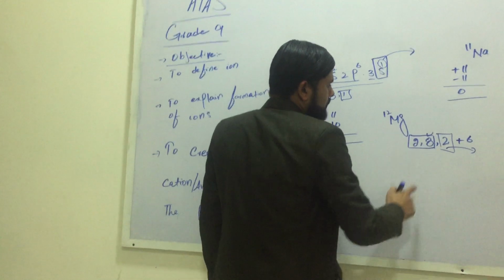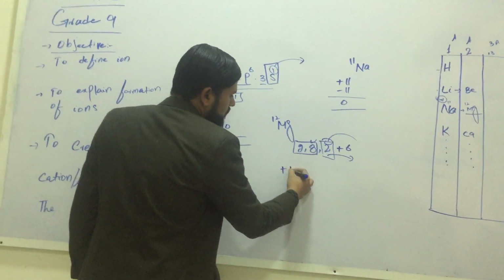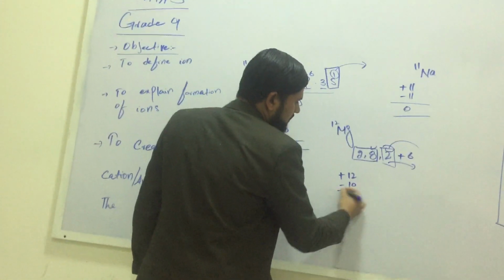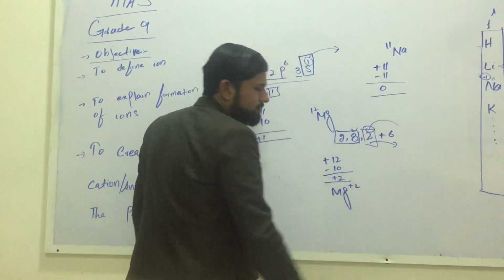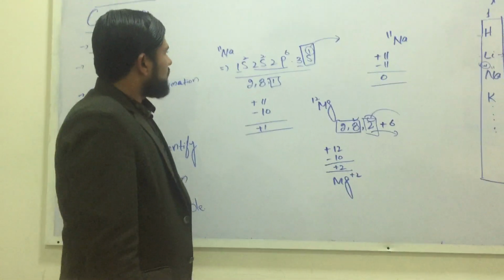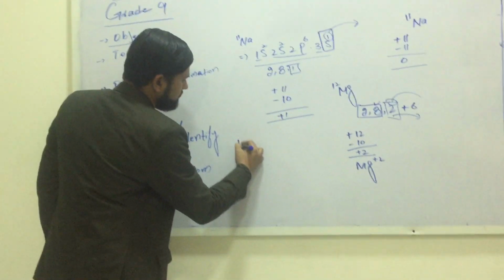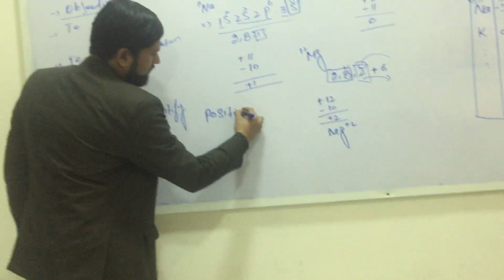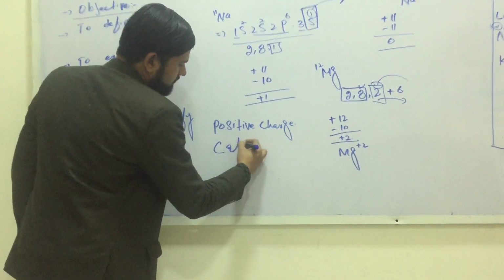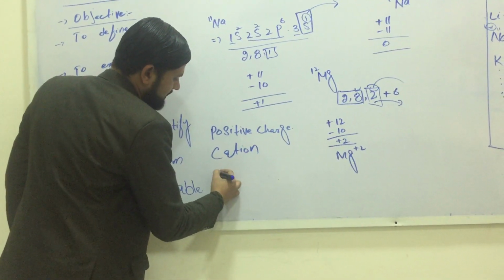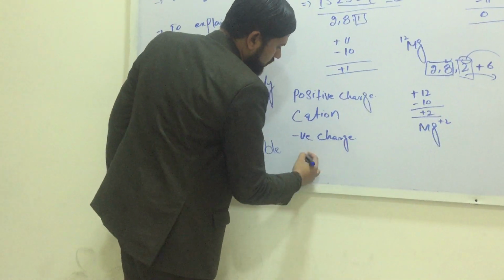So it will give 2 electrons. If it gives these 2 electrons to others, the number of protons is 12 and electrons are 10. The answer is plus 2. That means magnesium's charge is plus 2. For your information, when there is a positive charge, we call it a cation. And if there is a negative charge on any element, we call it an anion.